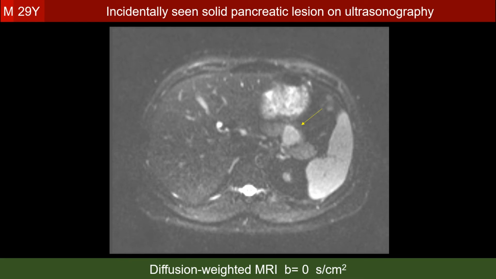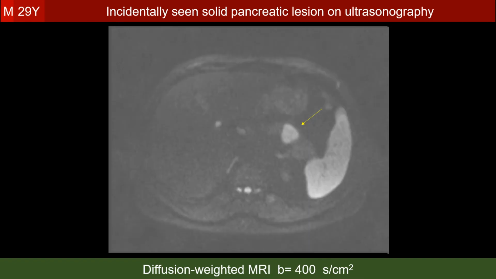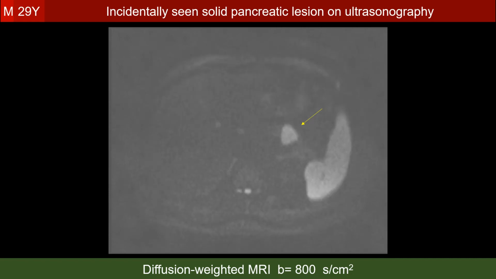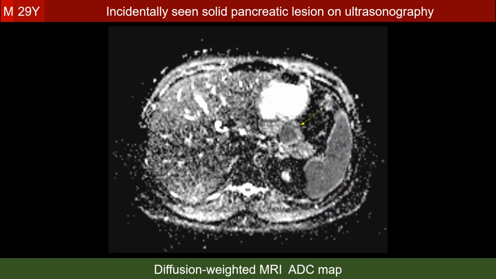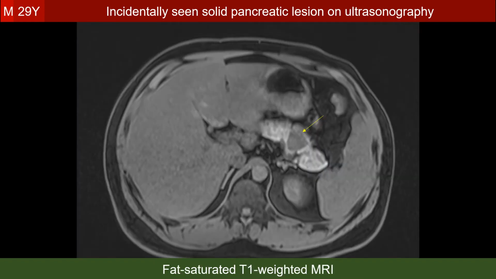The lesion has the same signal intensity as that of the spleen on all steps of the diffusion weighted images, and consequently on the ADC map. The same signal intensity as the spleen on T1 weighted images.